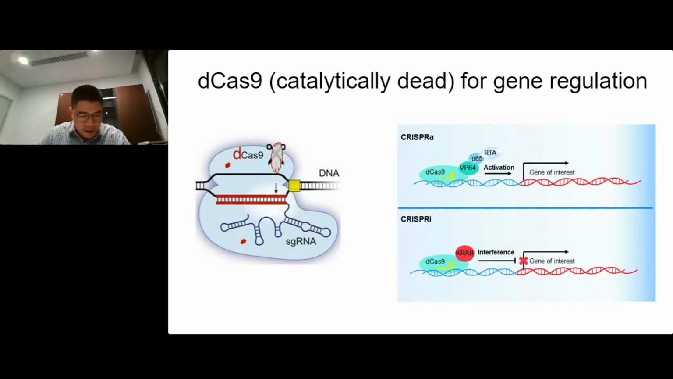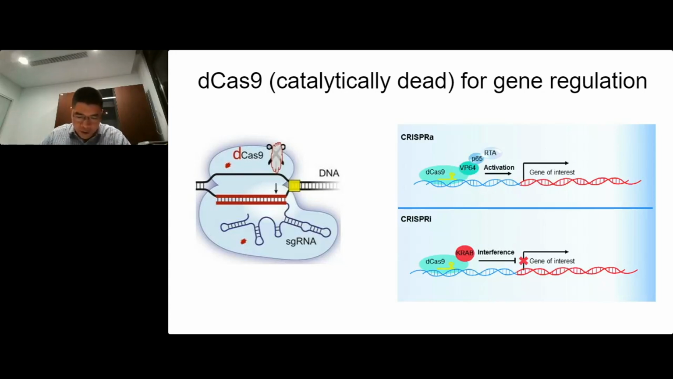The catalytically inactive, or dead, Cas9, shown as dCas9, in which point mutations have abolished the DNA cleavage by the HNH and RuvC domains of the Cas9 protein, can be repurposed as a transcription activator, shown as CRISPR-A, or repressor, as CRISPR-I.